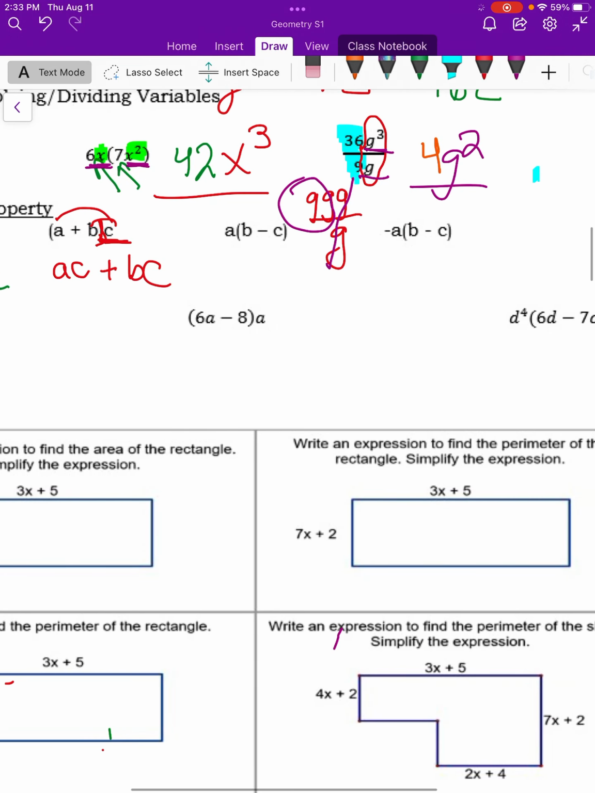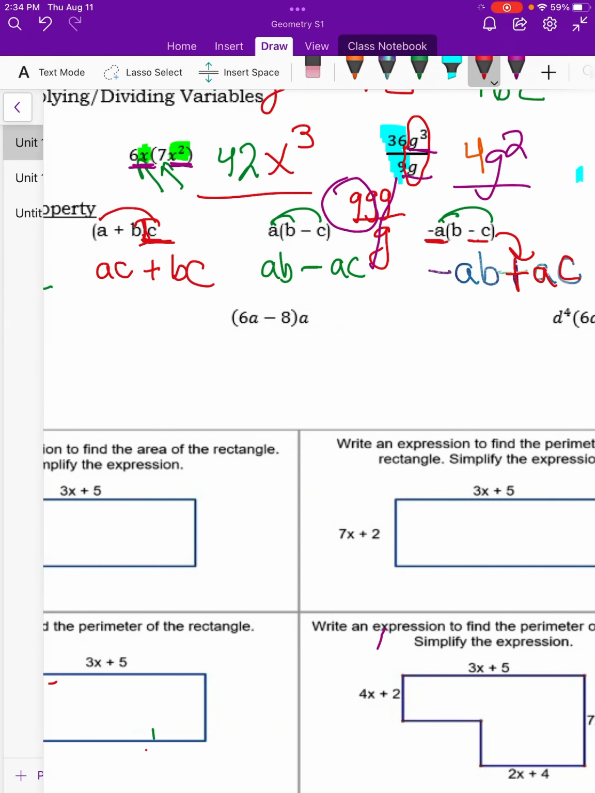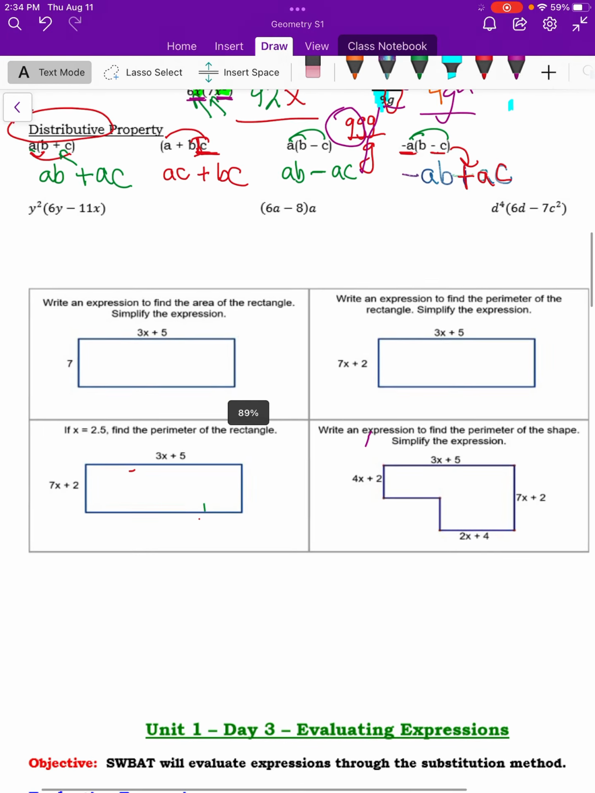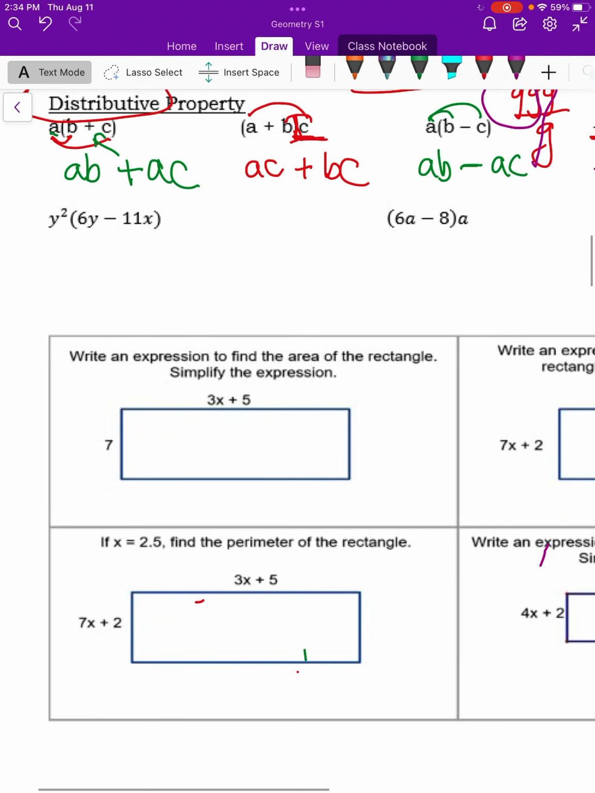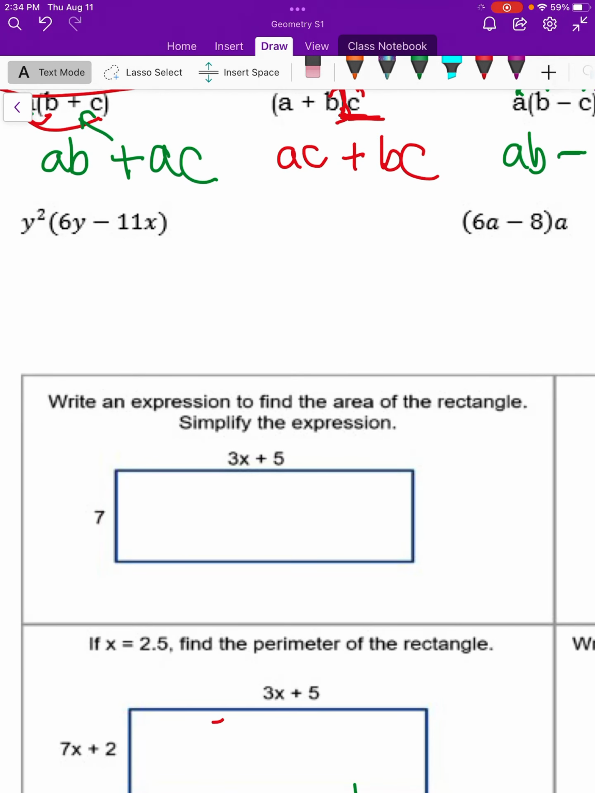All right, same idea here. If it's a subtraction sign inside, AB minus AC. And if it's a negative, I have to take the negative with me. So it's negative AB plus AC. Now, why on earth is it plus AC? Well, remember, two negatives make a positive when you are multiplying. All right, so a little refresher on distributive property. It's going to be in all your classes for math in your future. So get used to that distributive property.